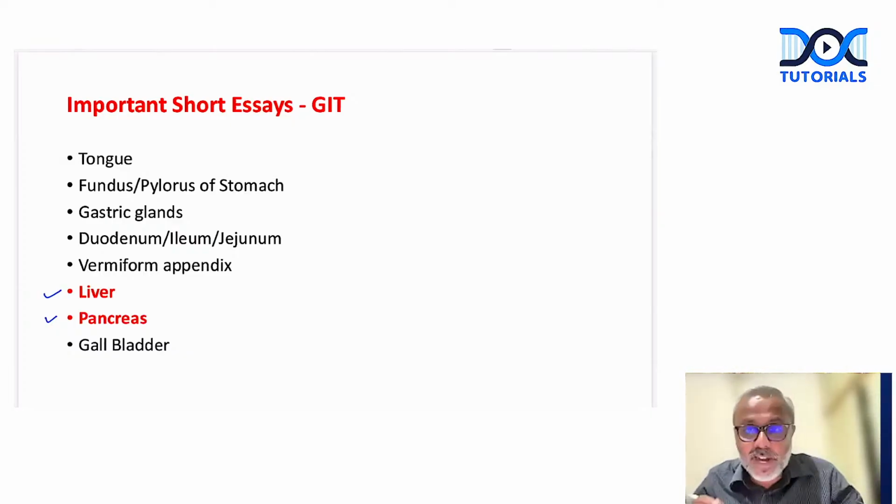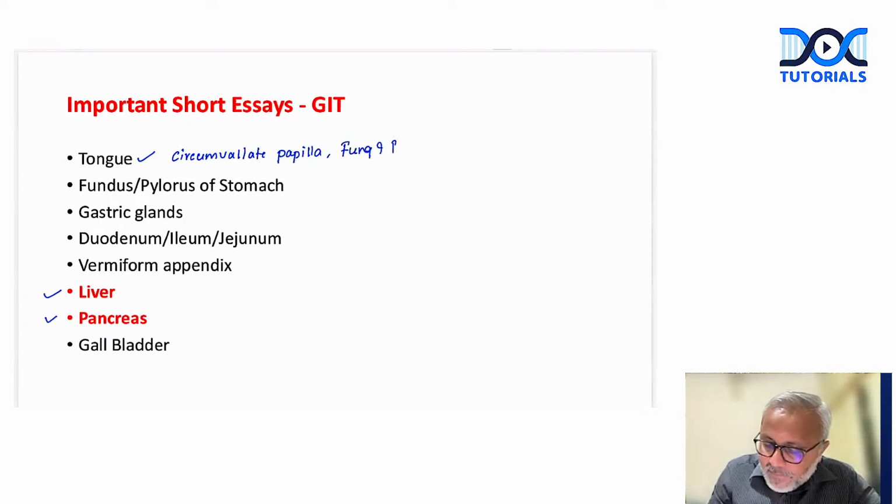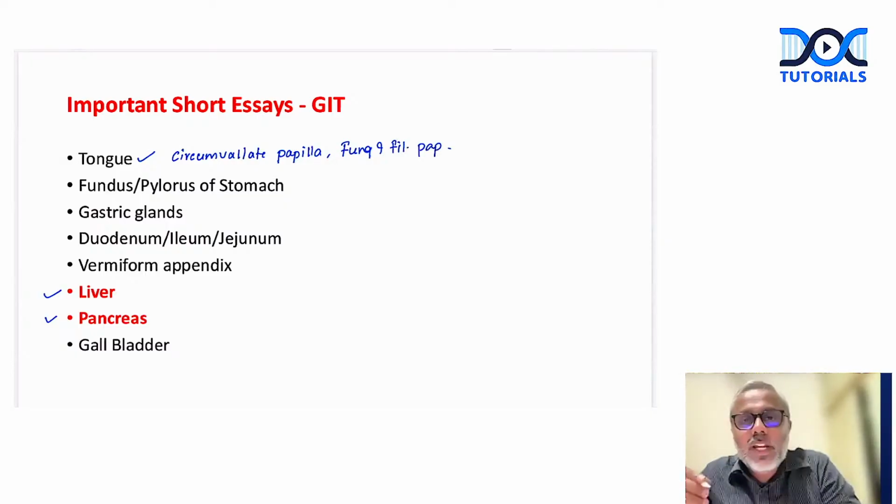Now, apart from liver and pancreas, the other questions will be on the tongue. And in the tongue, they will specifically ask about the microscopic structure of the circumvallate papilla, or the fungiform and filiform papilla, even in your systemic histology slide discussion. So these are the two slides from the tongue which can often come. One is exclusively on the circumvallate papilla and the other one is on the fungiform and filiform papilla, right?